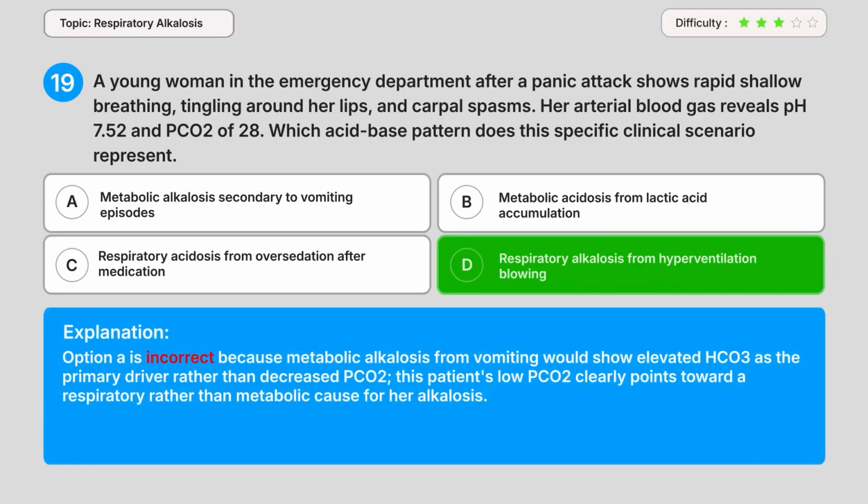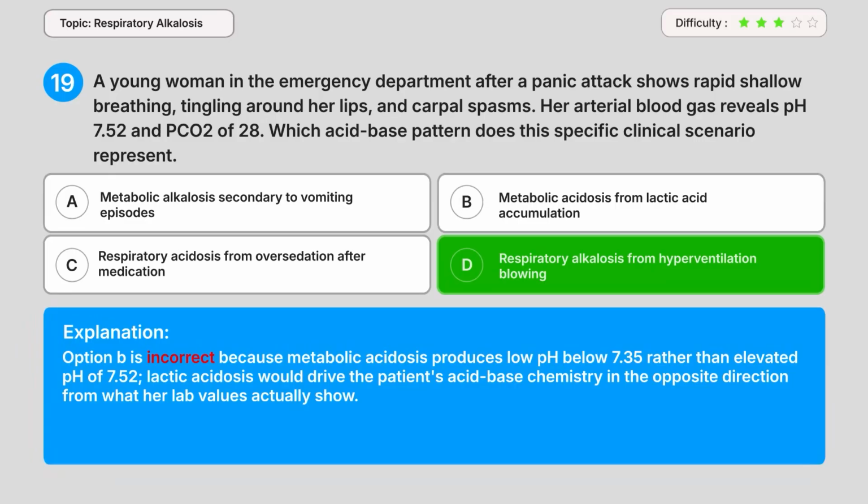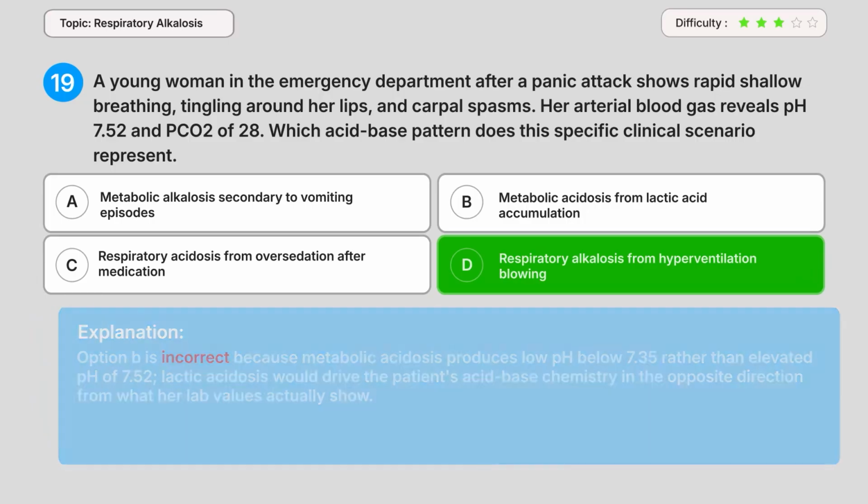Option A is incorrect because metabolic alkalosis from vomiting would show elevated HCO3 as the primary driver rather than decreased pCO2. This patient's low pCO2 clearly points toward a respiratory rather than metabolic cause for her alkalosis. Option B is incorrect because metabolic acidosis produces low pH below 7.35 rather than elevated pH of 7.52. Lactic acidosis would drive the patient's acid-base chemistry in the opposite direction from what her lab values actually show.